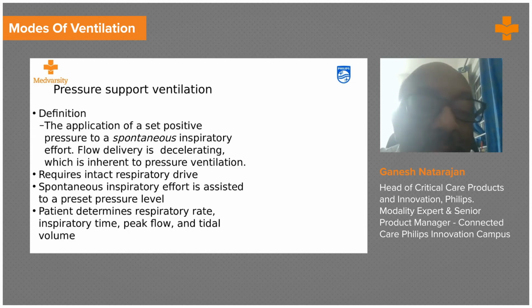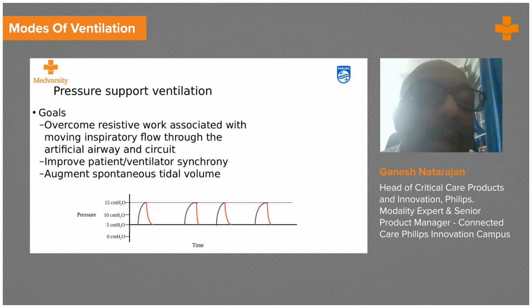The patient determines the inspiratory time. Based on the patient's needs, the peak flow and the tidal volumes are driven by the patient. The only thing that the pressure support will do is, as the patient triggers the machine, it will give an additional pressure so that the work of breathing to displace more volume is lesser. So that is pressure support ventilation. It could be an additional setting in both an SIMV and in a CPAP.